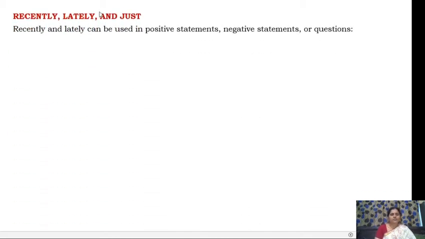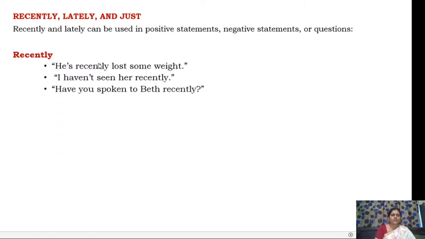Now let us see the other words also: recently, lately, and just. Recently and lately can be used in positive statements, negative statements, or questions. So in these three types of sentences we can use recently or lately. See some examples. "He has recently lost some weight." This is a statement. You have to notice that we are not giving any specific time reference here when you are using these words. This is one thing which you have to remember.